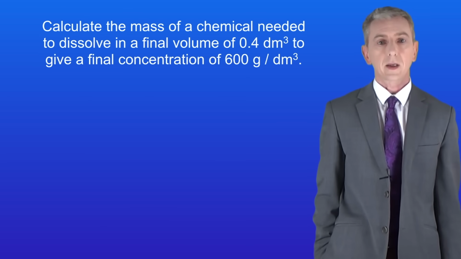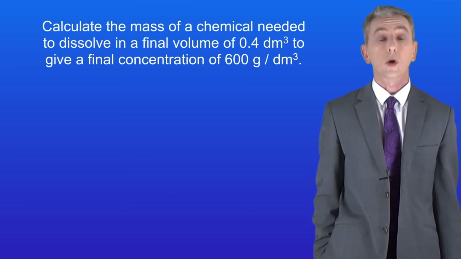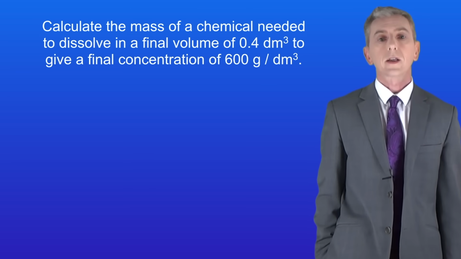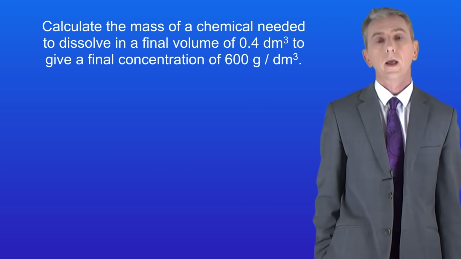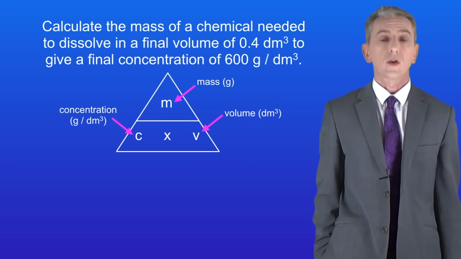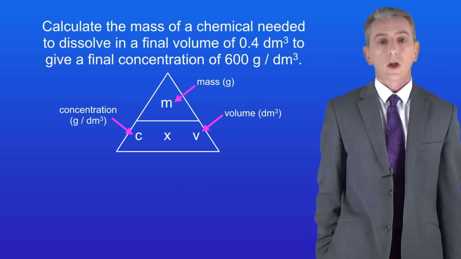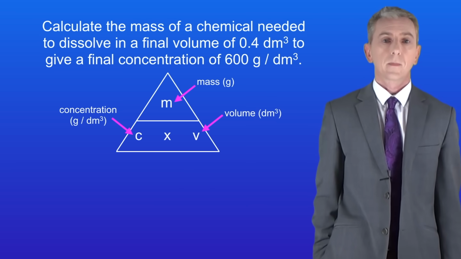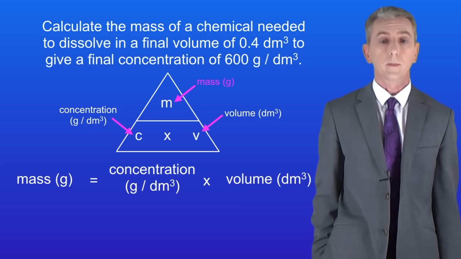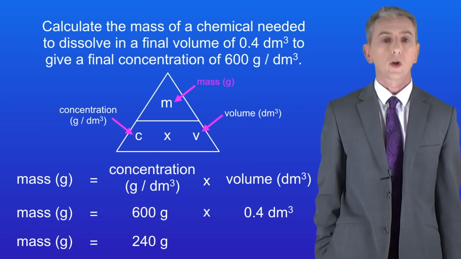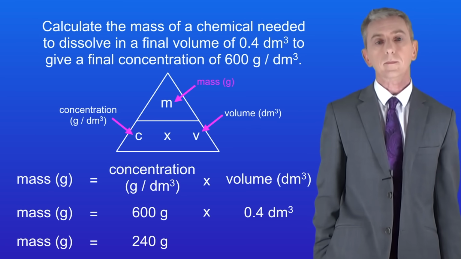Calculate the mass of a chemical needed to dissolve in a final volume of 0.4 decimeters cubed to give a concentration of 600 grams per decimeter cubed. Now, to answer this question, it's worth using the triangle. Pause the video and try this yourself. We're calculating mass, so we multiply the concentration by the volume. Multiplying 600 by 0.4 gives us a final mass of 240 grams.